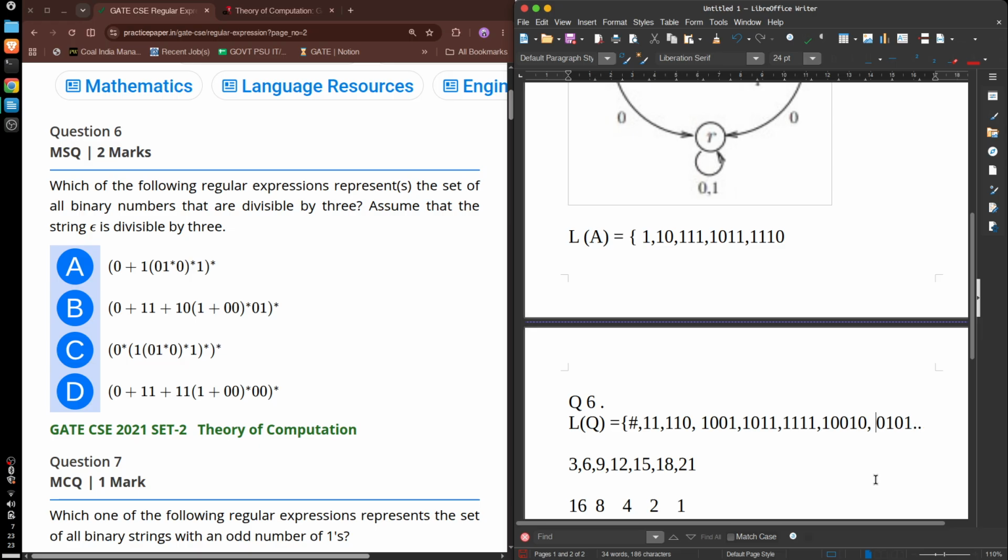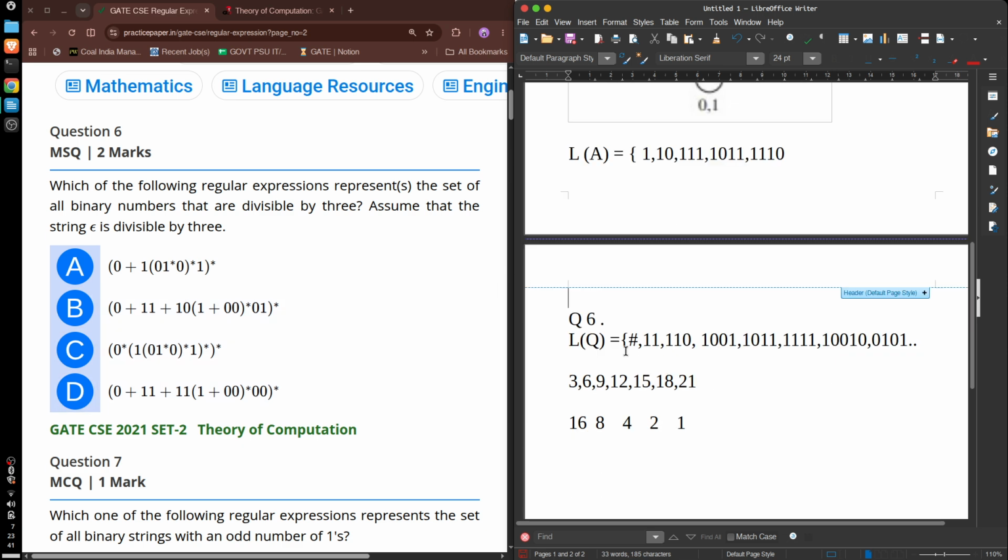So these are the sequences. Now we just have to find out these things from this. The concept is the same as before. We just have to understand the language, and understanding the language is very important for regular expressions. So let's go with this. Can we make epsilon? Yes, we can make epsilon, so all are candidates.